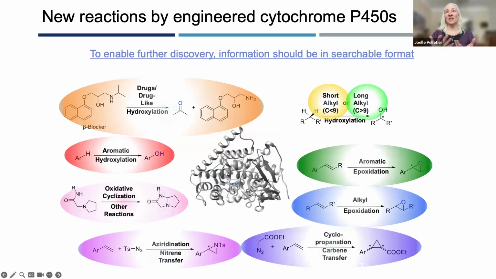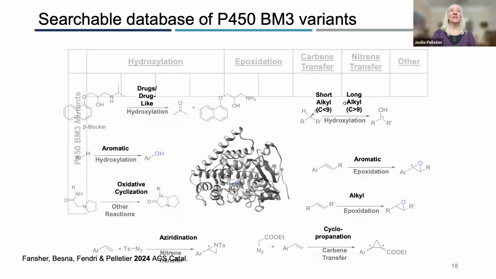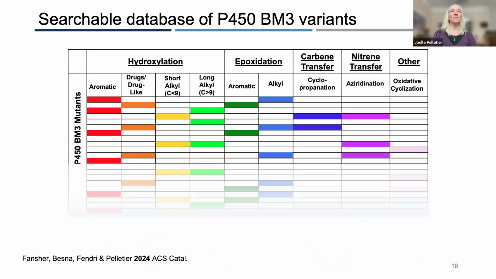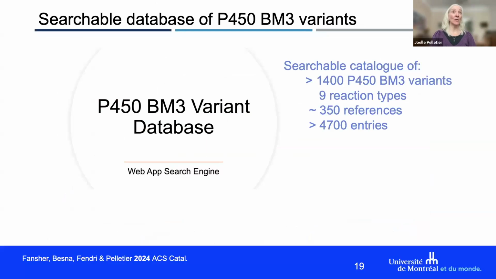But if we want to enable further discovery, if we want to enable machine learning, for example, then the information has to be in a searchable format. So in order to do this, Doug Fancher built a searchable database. In this database, all the different variants of cytochrome P450 BM3 scroll down a list, and the different categories of reactions are shown. It's called the P450 BM3 variant database, and it catalogs many variants over the 9 reaction types I've shown you, over 350 references, many entries.